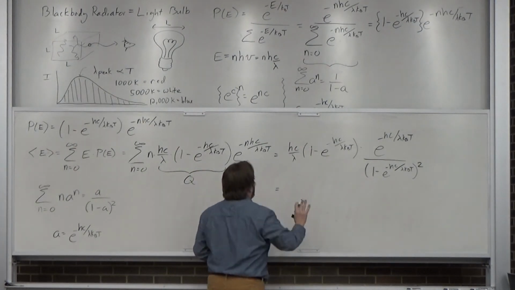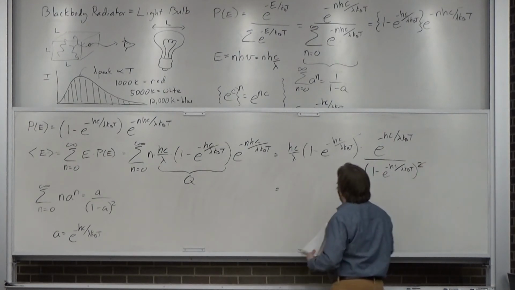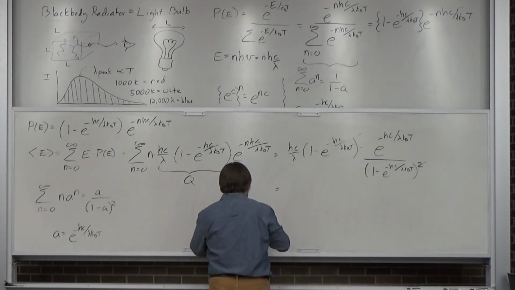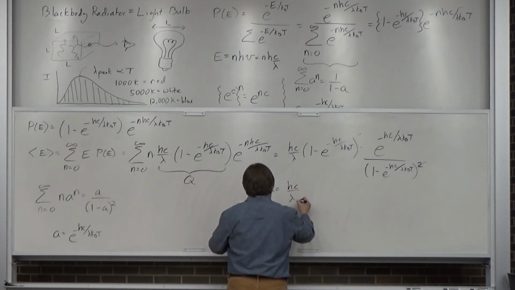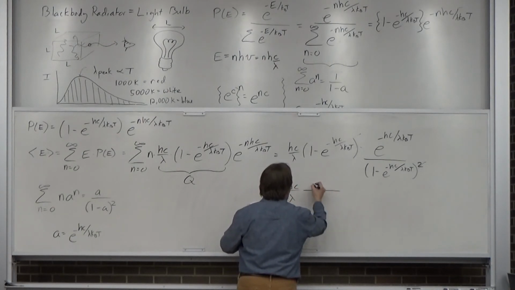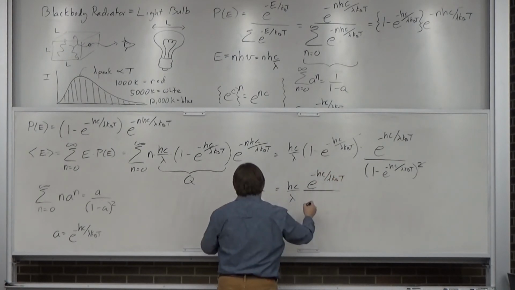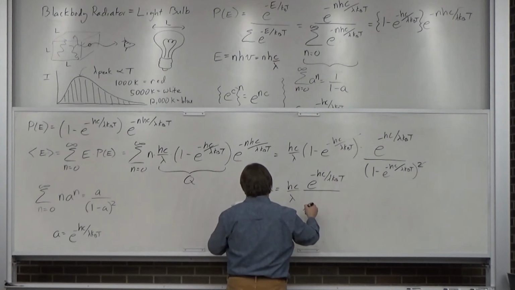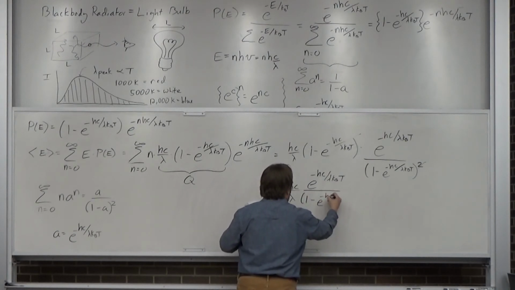Okay, so to simplify this, you may notice that this is basically that, and what you end up with is really quite simple. hc over lambda, business end, e to the minus hc over lambda kBT, over 1 minus... oh yeah, same thing.